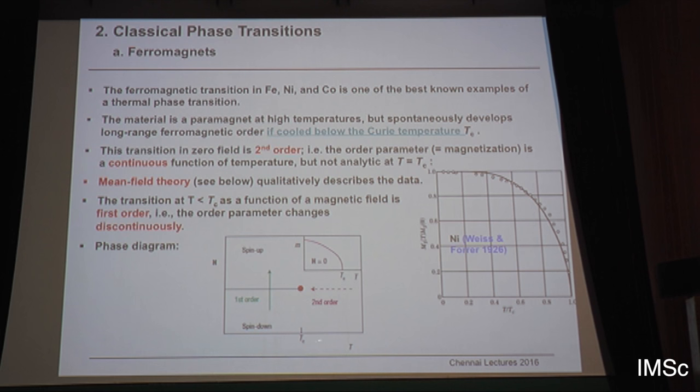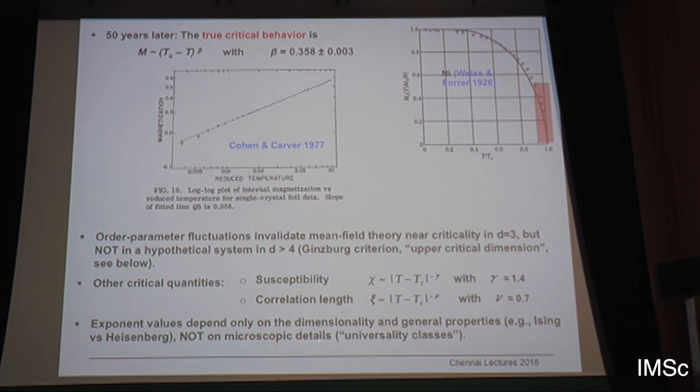Whereas if you go to a temperature below the Curie temperature, let's say you're at room temperature, and you trigger the transition from the spin-up phase to the spin-down phase by means of a magnetic field, that's a classic example of a first-order transition. So the magnetization just jumps discontinuously at zero field. And then there's complications due to domains and so on and so forth. But to zeroth approximation, that's what it does. So that's a classic example of a thermal ferromagnetic phase transition.